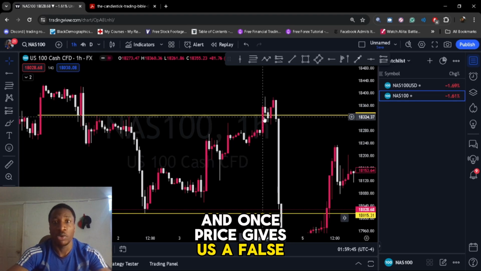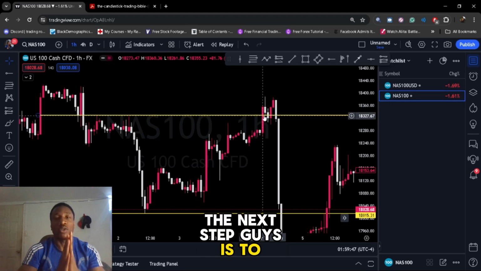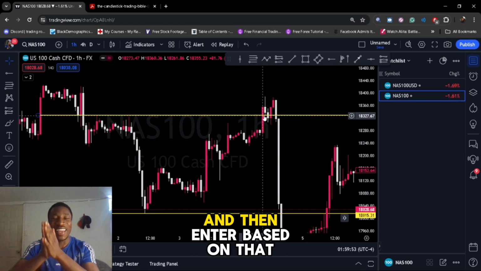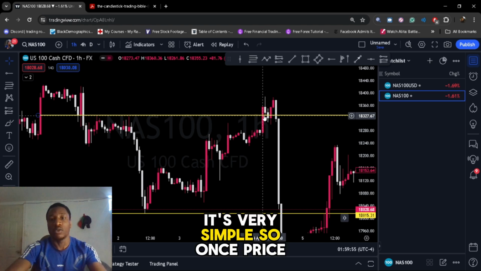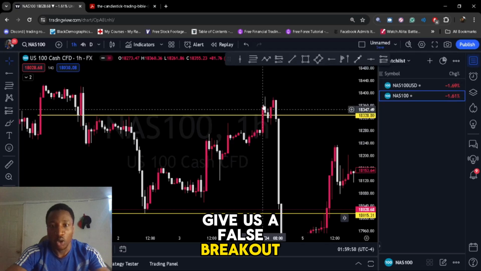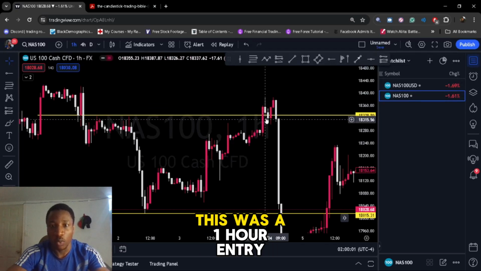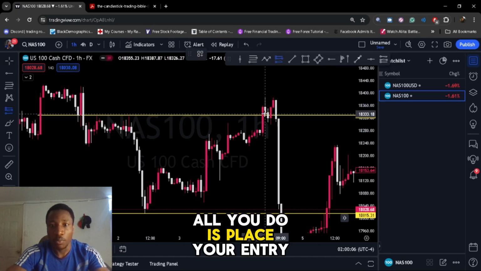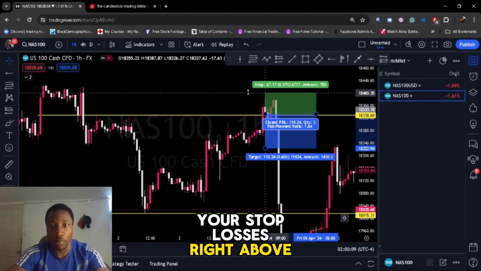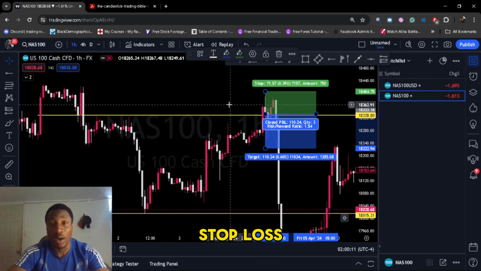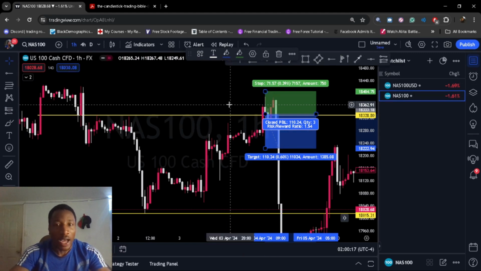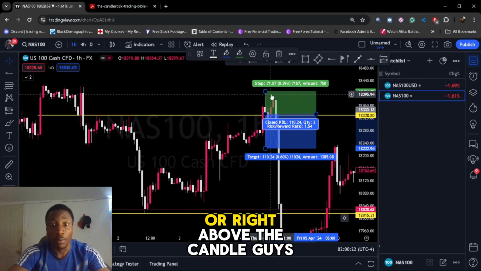Once price gives us that false breakout, guys, the next step is to literally wait for the first 1-hour entry that you see and then enter based on that. It's very simple. Once price gave us that false breakout, wait for the first entry. In this case, this was a 1-hour entry, which is called the shooting star. All you do is place your entry, your stop loss just right above that candle. Now guys, when it comes to stop loss, I would say this, man, placing your stop loss is a skill. I know people say, okay, place your stop loss right below the candle or right above the candle.